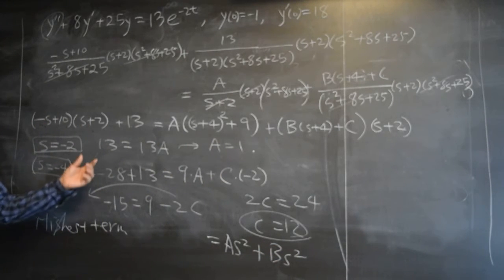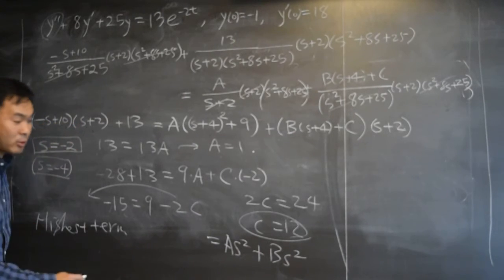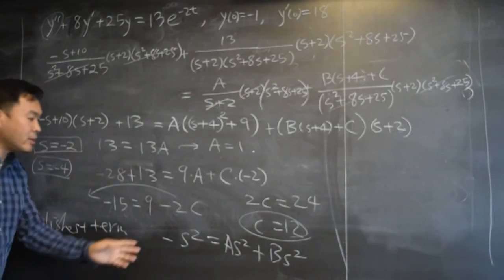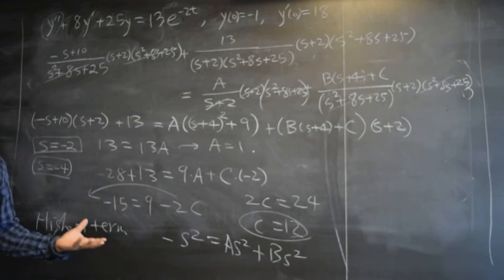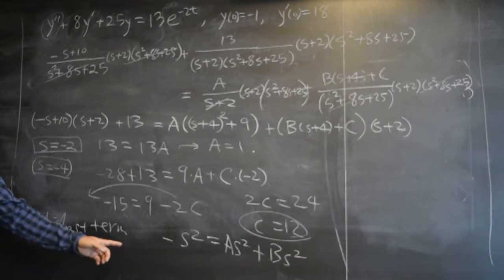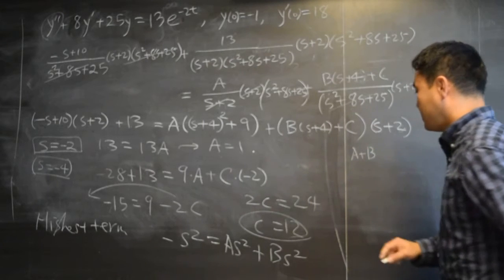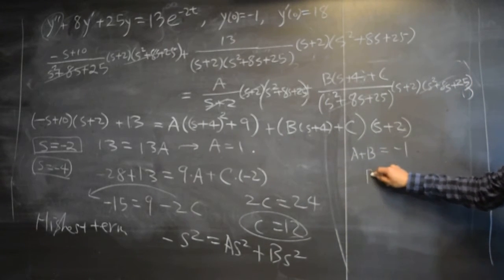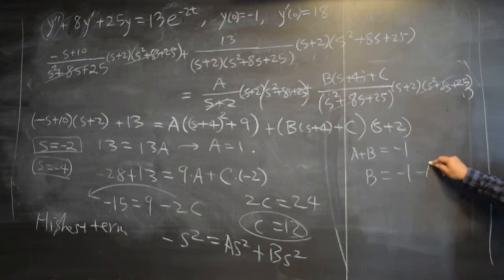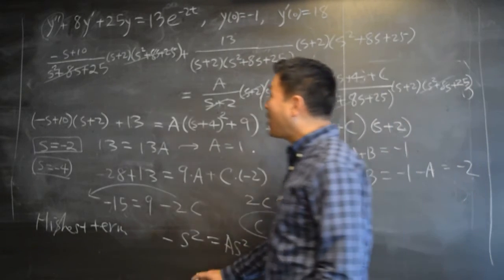And then you have on here, what do you get? Negative s squared. That's the s squared term, right? So these are the highest order terms, and they should match. The s squared terms should match. So I know that a plus b is what? -1, making b as -1 minus a, and because a is 1, that's -2. Okay? So we got those values.